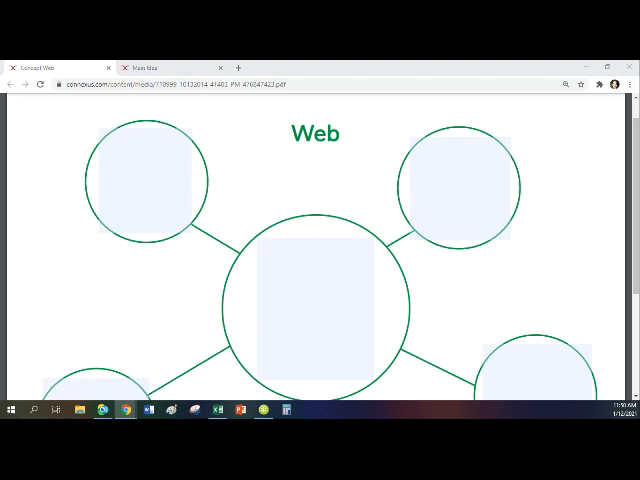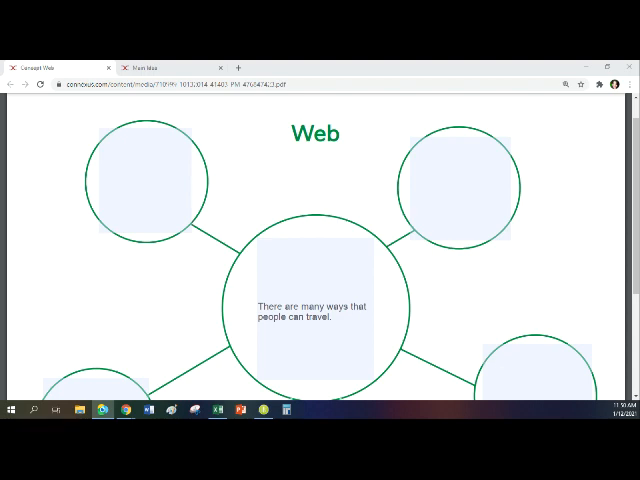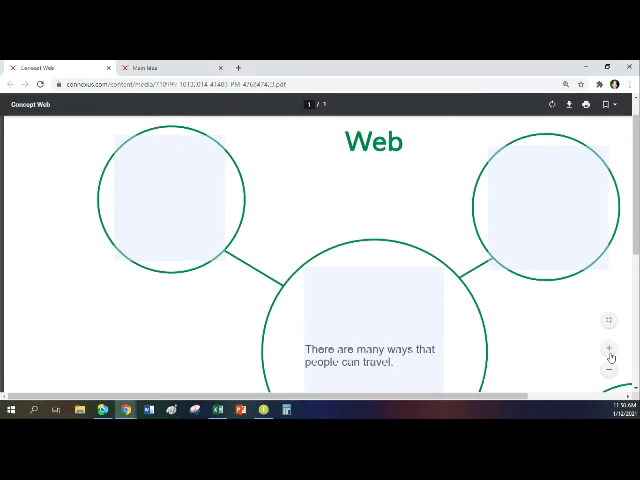I know that On the Move was about different kinds of transportation used by people in different parts of the world, and it went over a lot of those different transportation types. So I think the main idea would be there are many ways that people can travel, right? All over the world. So there are many ways that people can travel. That's my main idea. Now I need to focus in on those key details.